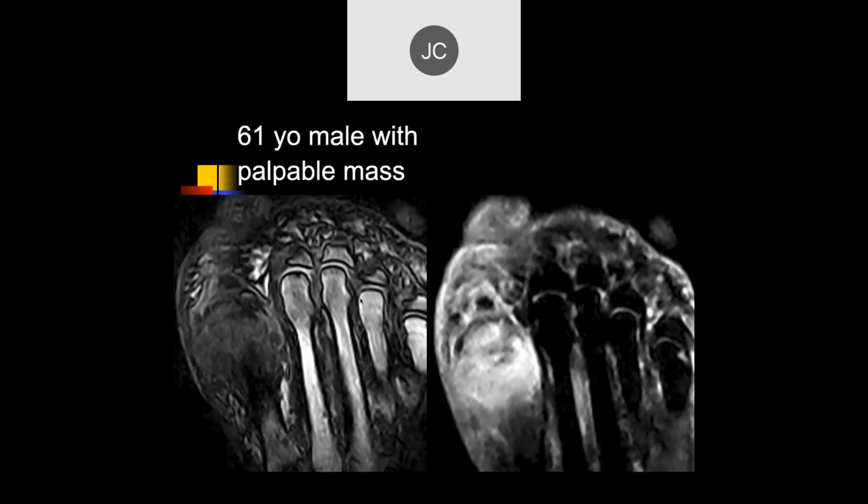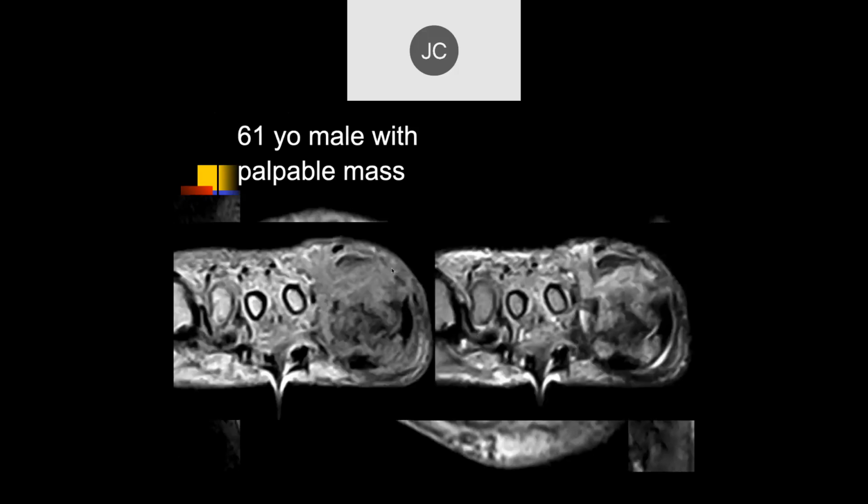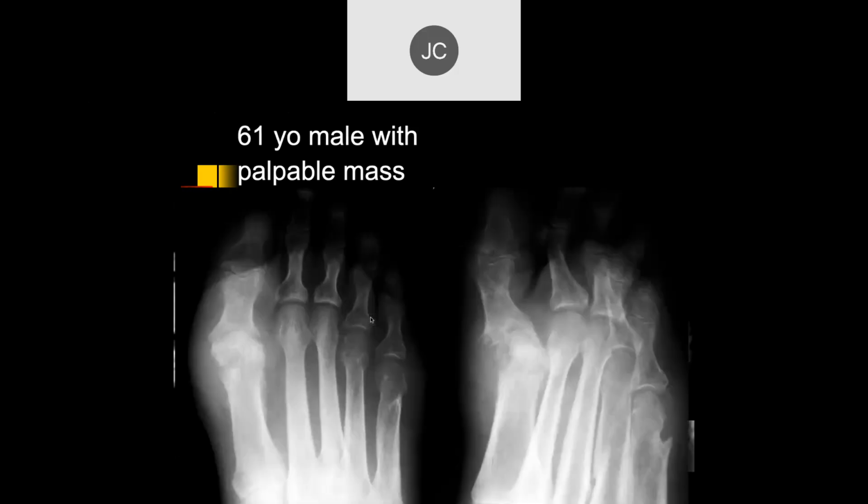Okay, 61, palpable mass at the head of the first metatarsal. Yeah, we see a mass. You know, these are low field scanners. Here we can see marked destruction of that first metatarsal head. Here's what the x-rays look like. Erosive change with these sharp margins, I would think gout again. So I'd certainly think gout with that.